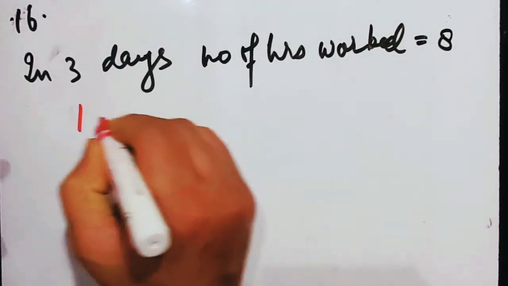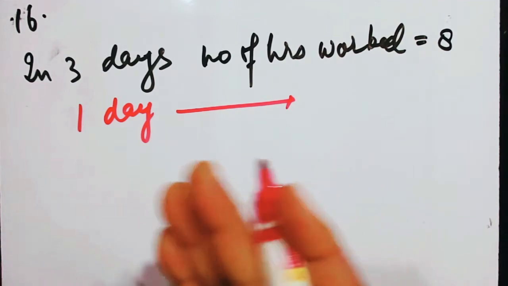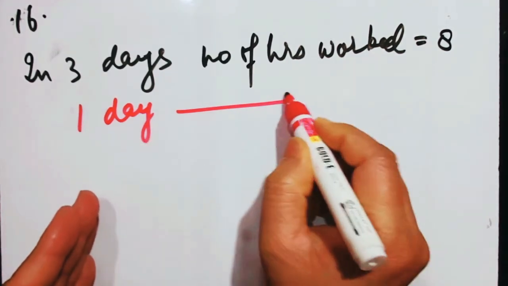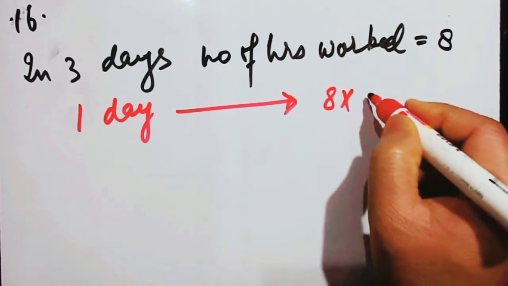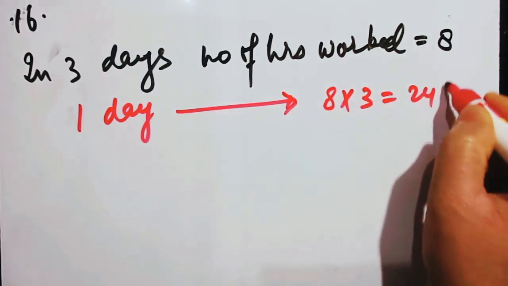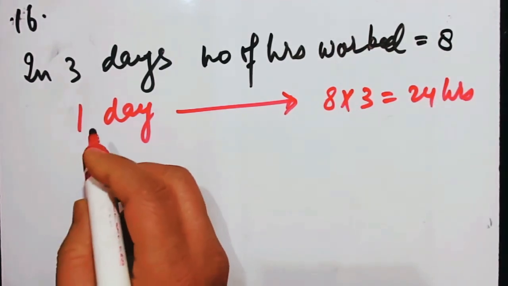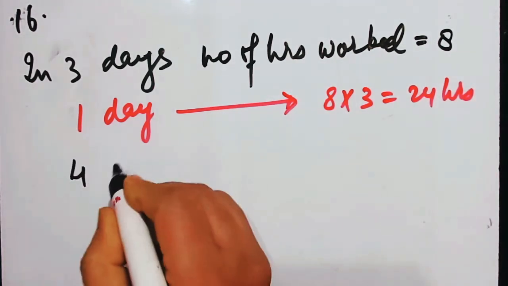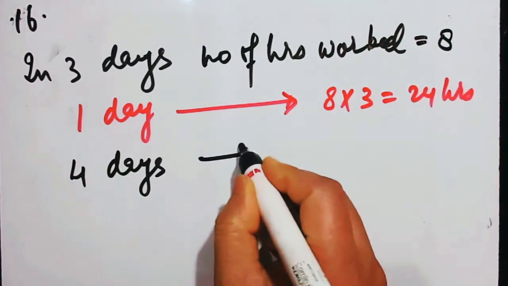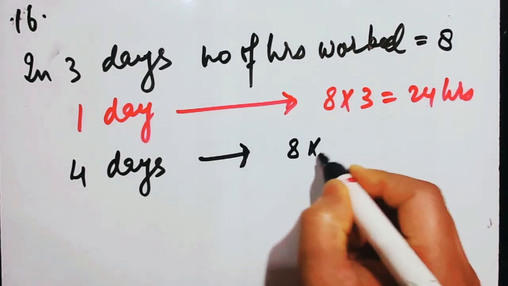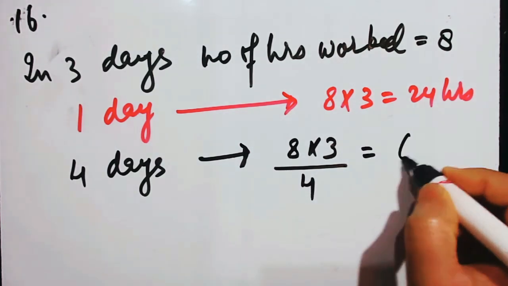So, if you want to complete the work in one day, the number of hours worked will be more. If you have to finish the work in one day, obviously you will give more time, more hours, to finish it. More means 8 times 3 is equal to 24 hours. No need to multiply over here, though I multiplied it. Now if he wants to finish the work in 4 days, so in one day he worked for 24 hours. So for 4 days, naturally he will take less hours. So when less hours, 8 into 3 divided by 4 will give you how much? 6 hours.